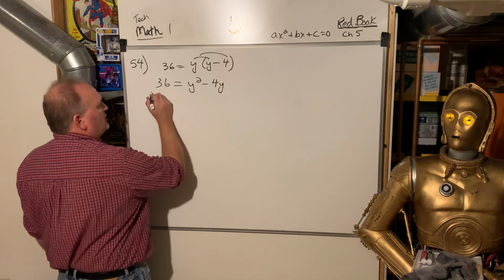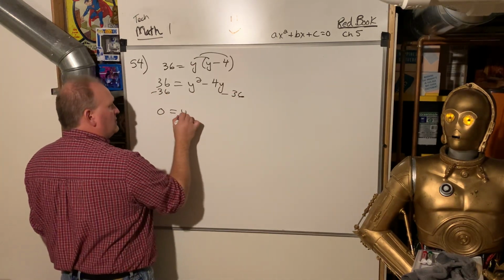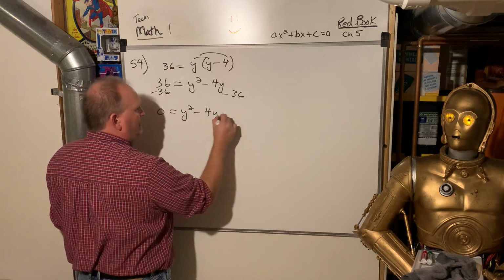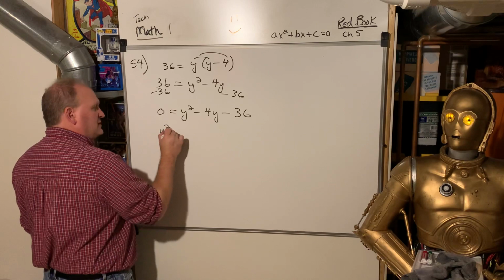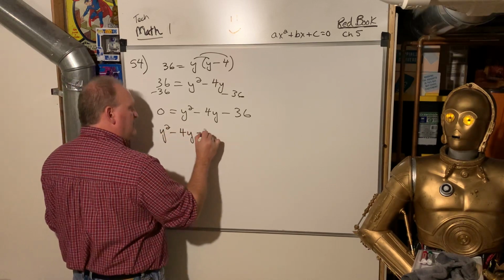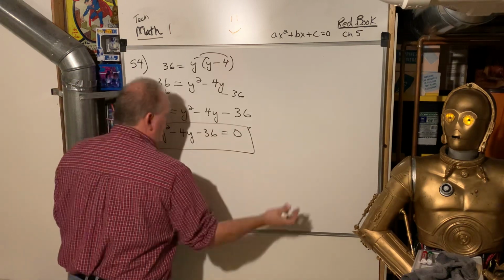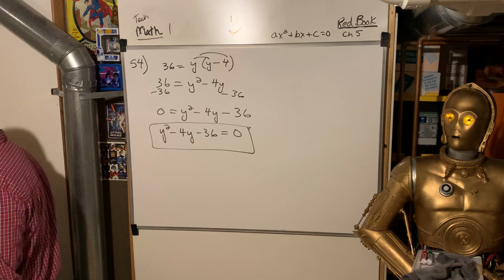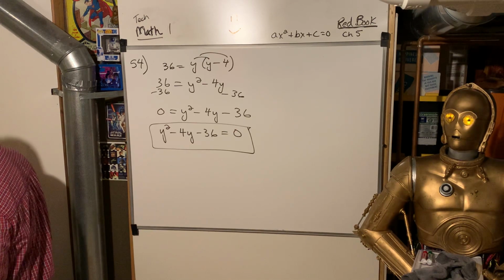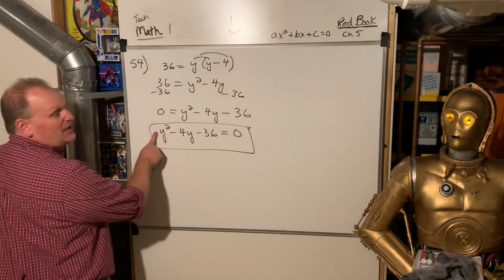And so we want to move the 36 over to that side. So we have 0 is equal to y squared minus 4y minus 36. And then we'll write it forwards instead of backwards. We'll put this on the left side, and the 0 on the right side. And there we are. Standard form. So all you're doing with standard form is simplifying and getting everything over to the left. Usually with standard form, you want the leading coefficient to be a positive number. We never want that to be a negative. All right.